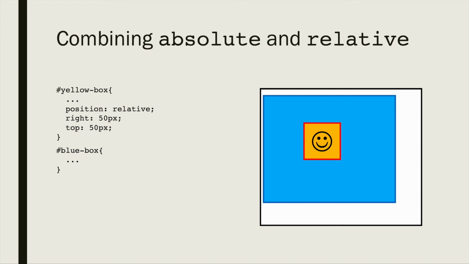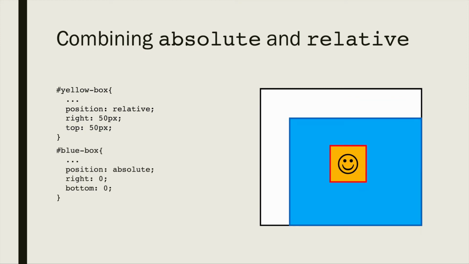If we say with the blue box, position absolute and right and bottom of 0, then it's going to take the blue box and put it in the bottom right corner, but it's still going to keep the yellow box exactly where it is, because that's where we positioned it relative to the actual loading of the element, because it's inside a parent element.